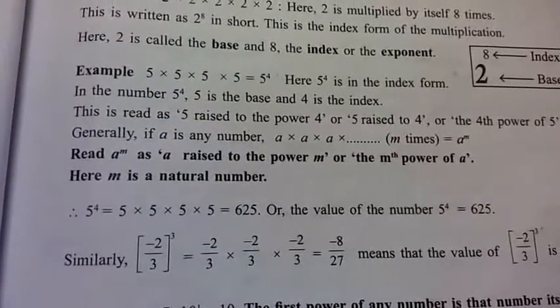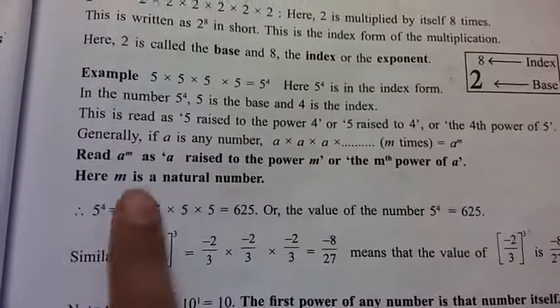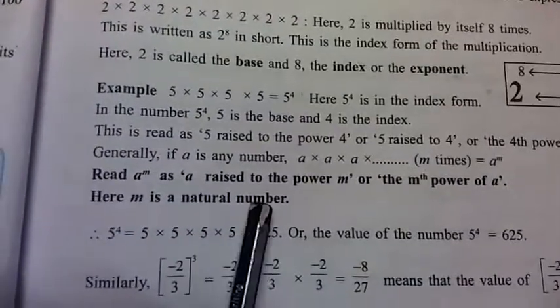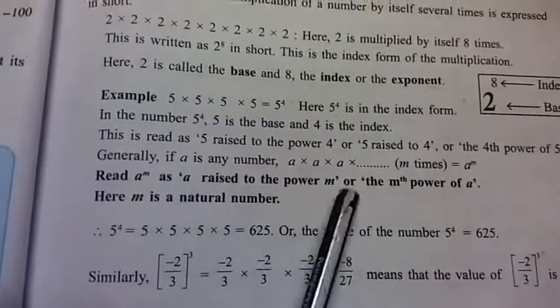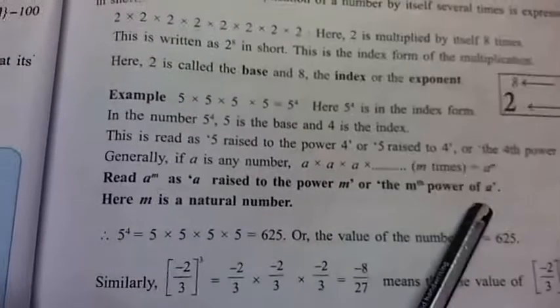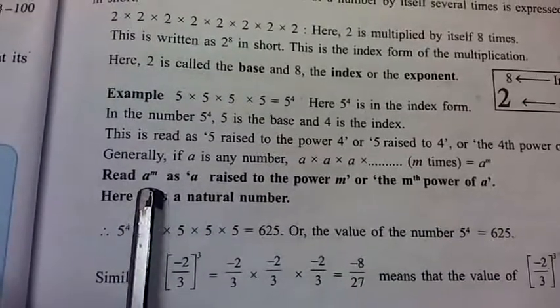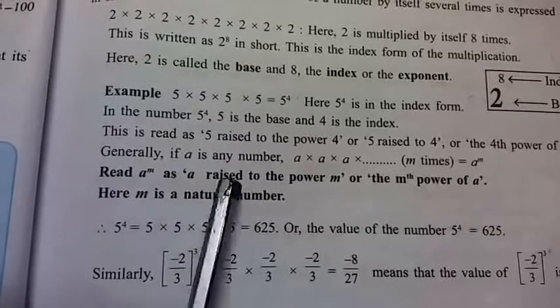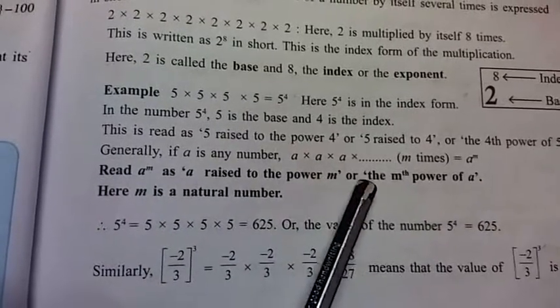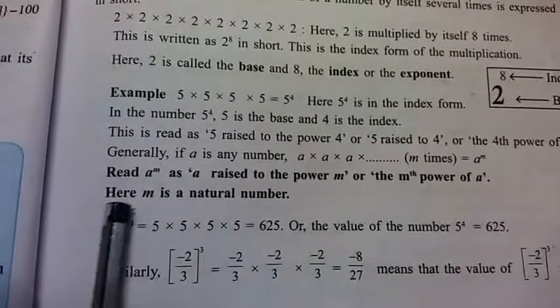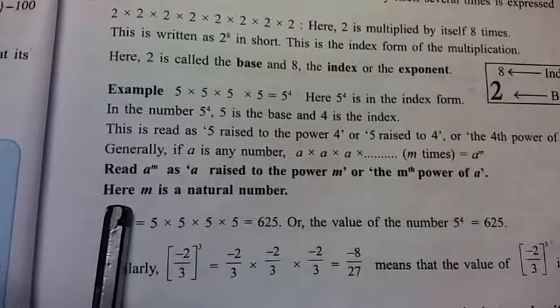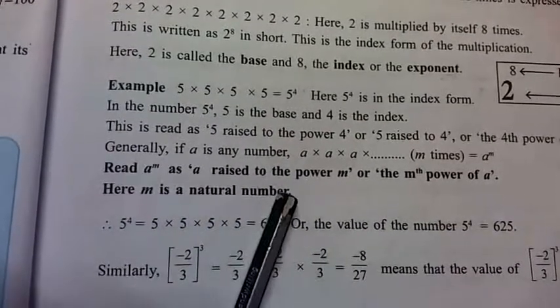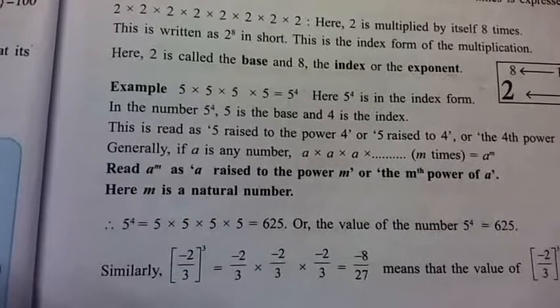Read a raised to m as a raised to the power m or the mth power of a. How to read this? A raised to m or a raised to the power m or the mth power of a. You can read in any way. Here m is a natural number. See, m is always a natural number.